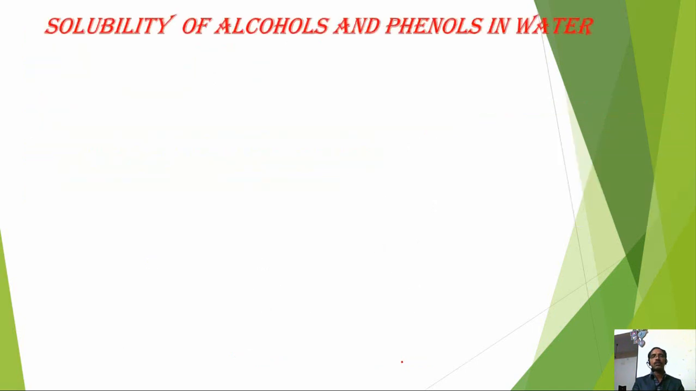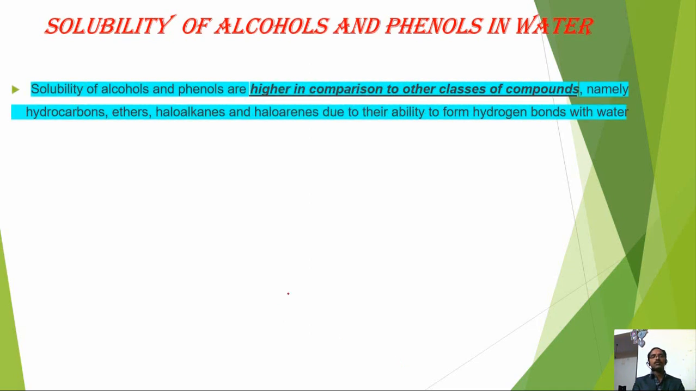Next, solubility of alcohols and phenols in water. Solubility of alcohols and phenols is higher in comparison to other classes of compounds, namely hydrocarbon, ether, haloalkanes and haloarenes, due to their ability to form hydrogen bonds. In the last point, due to the hydrogen bond, boiling point was more. For the same reason, due to the hydrogen bond, here solubility is also higher compared to other functional groups.